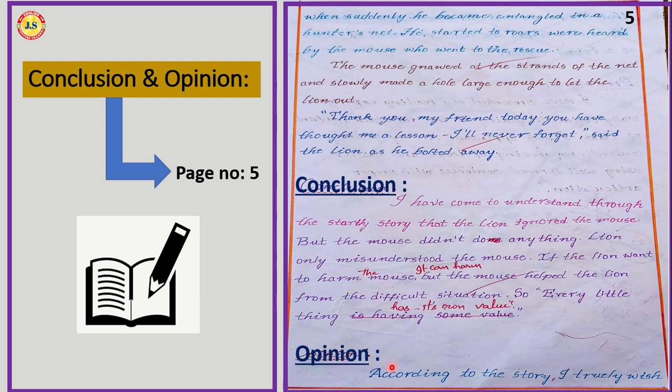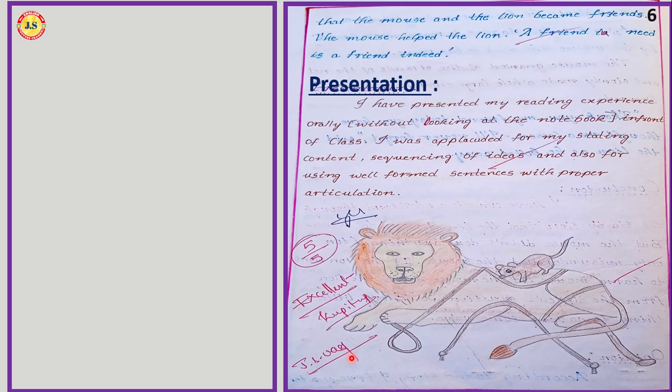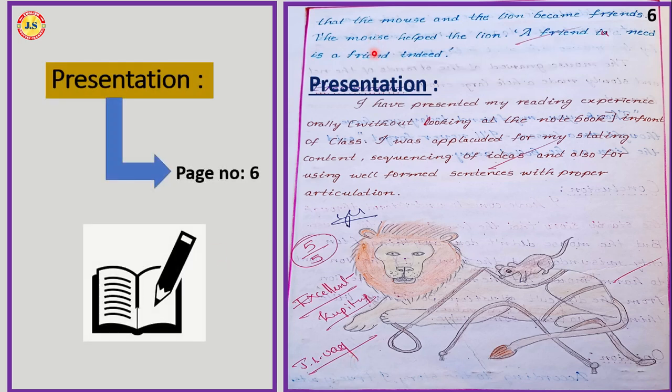So what do you think about that story? According to the story, what do you think? Then you can write here your opinion. So here analysis, then after that conclusion, then opinion. Now let us switch over to the sixth page. Here, after writing the opinion, you can write a presentation. I have presented my reading experience orally without looking at the notebook in front of the class.